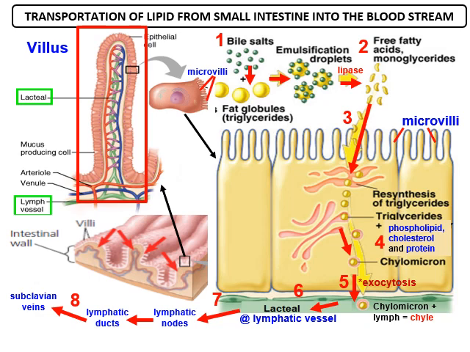Starting at the lacteals, lymph containing the chylomicron passes into the large vein that returns the blood to the heart. That's all about transportation of lipid from the small intestine into the bloodstream.